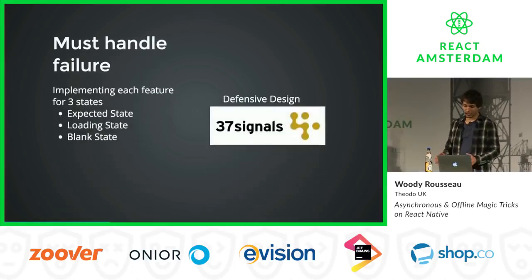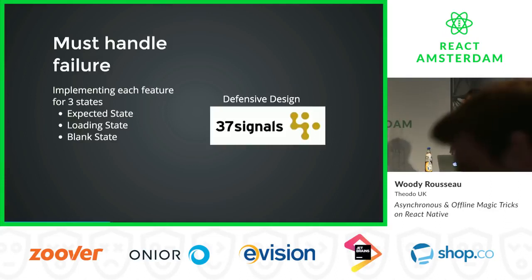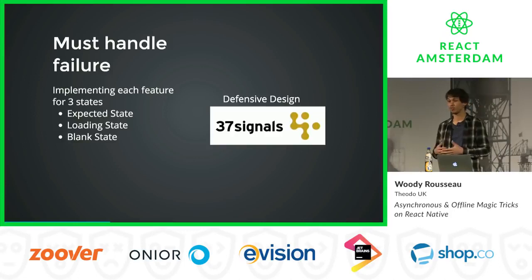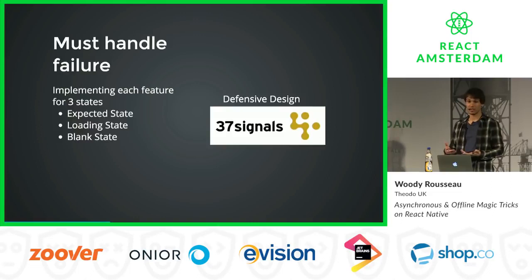So "must handle failure" has been talked about by, for instance, the company 37signals. They created Ruby on Rails, and they coined the term defensive design. And the idea is that for each feature you want to implement, you want to handle 3 states. The expected state, which is probably what you spend your time working on. There's the loading state that is there when the data is not yet in the app. And there's the blank state.